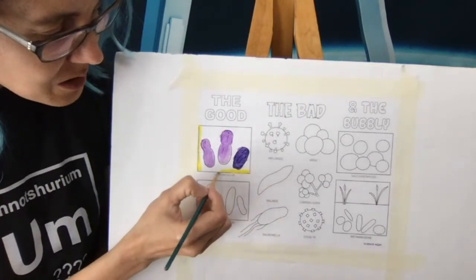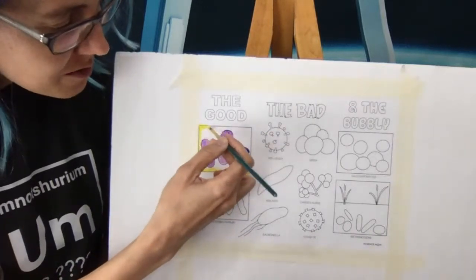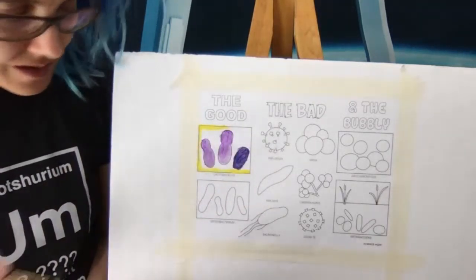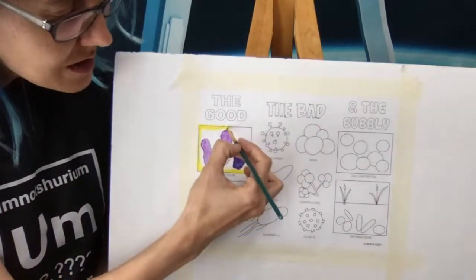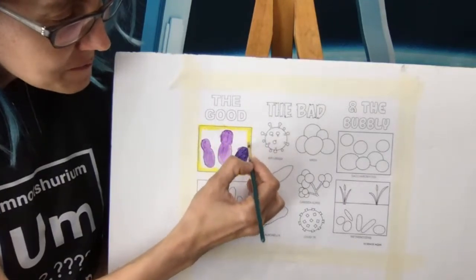We're going to make a nice yellow border around our lactobacilli. And maybe if we want, we could even fill in all of that space so that this is a nice little happy sunny yellow square for our bacteria.